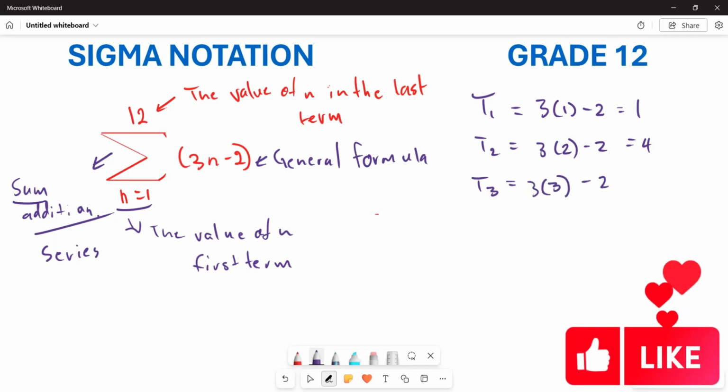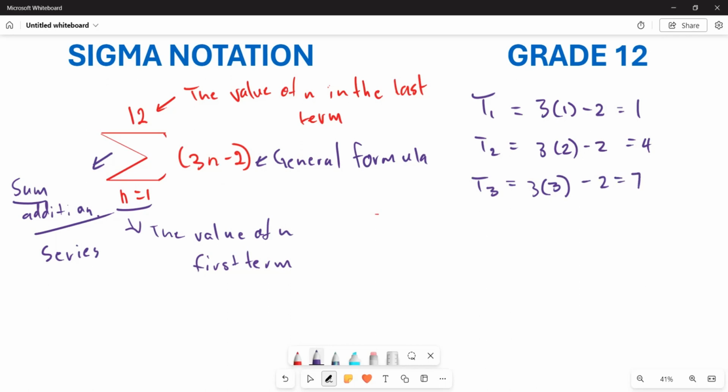This is subtract 2, which is equal to 7. Basically, these are going to be the first 3 terms, aren't they? Now, if we want to calculate the sum of these, we are going to ask what is going to be the sum of this particular thing.